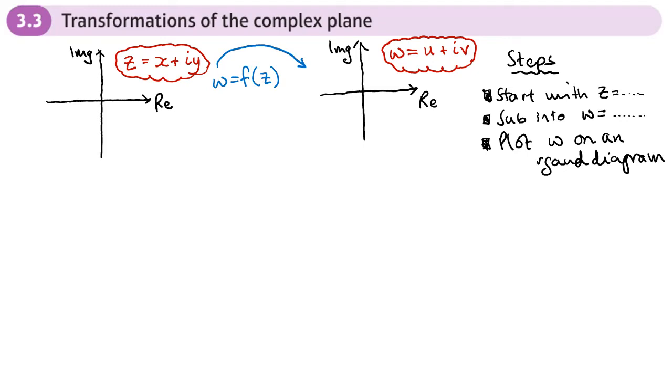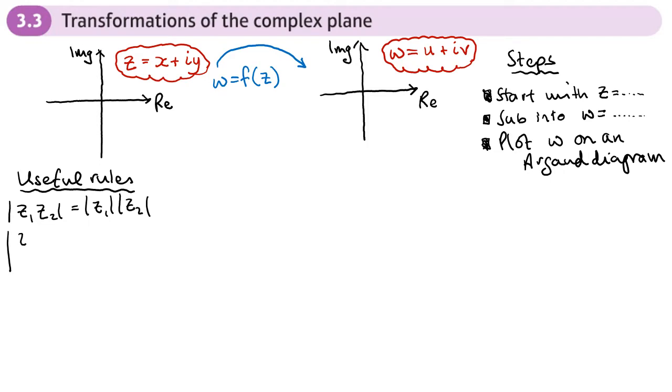Okay, so what transformations do we need to know and what's useful? So let's start with some useful rules first of all that are going to help us go from z to w. So we've got rules to do with modulus. If I've got the modulus of a product, it's equal to the product of the moduli. That's useful. When we've got the modulus of a quotient or a division, then we can apply this rule. So we find the modulus of the complex numbers, then we divide.